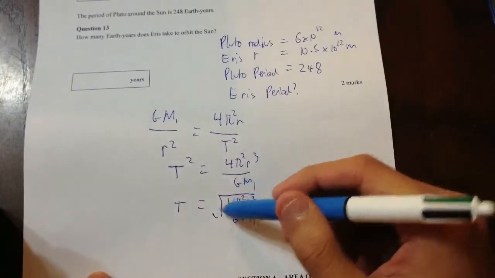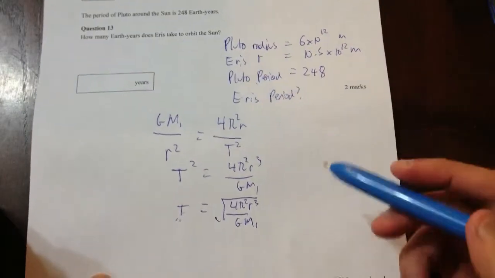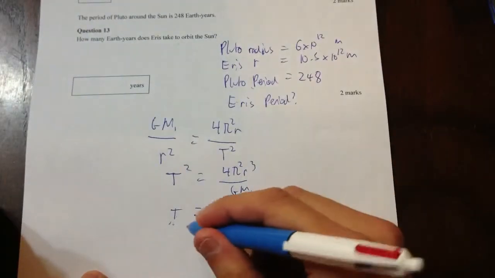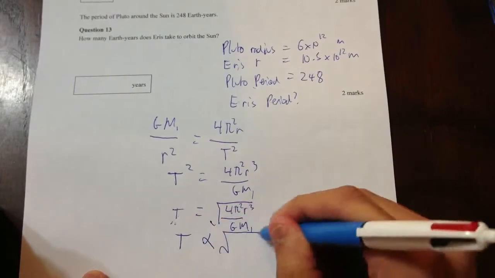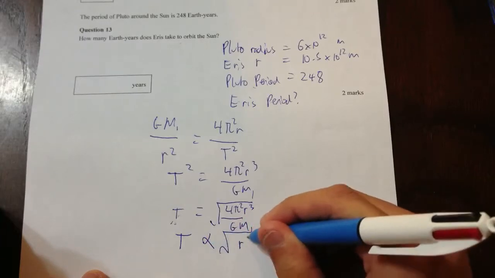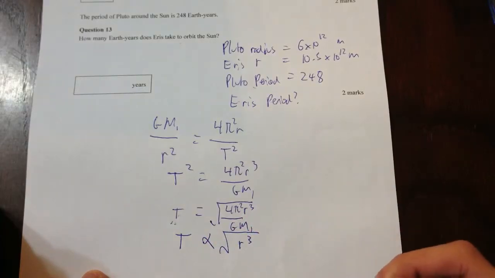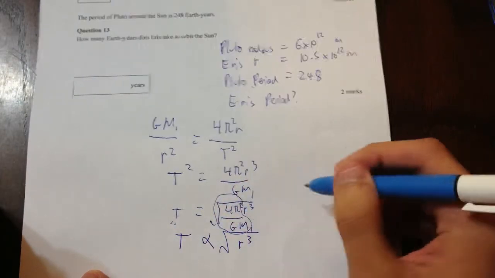Now because we don't need to find an exact value, we're just trying to get a ratio between Pluto's period and Aries' period, something that is quite helpful here is we can just look at the differences. We don't need to look at everything because everything else will be the same. So we know the period is proportional to R cubed, square rooted. The rest of this we can take to be constant for both of them.